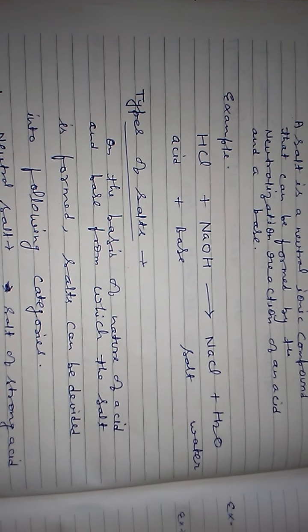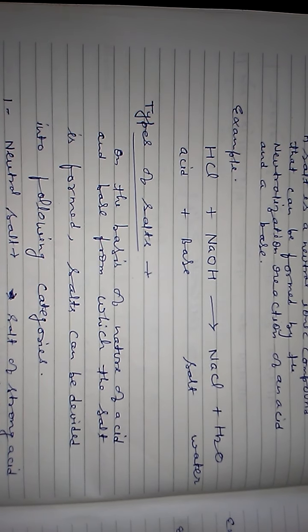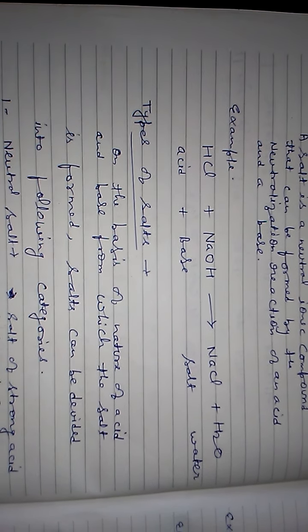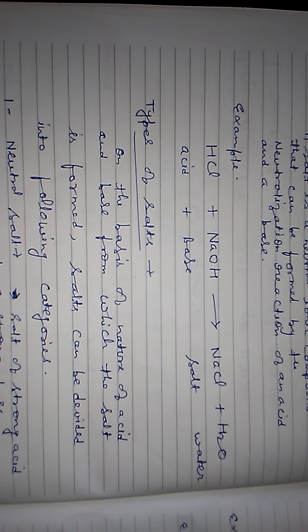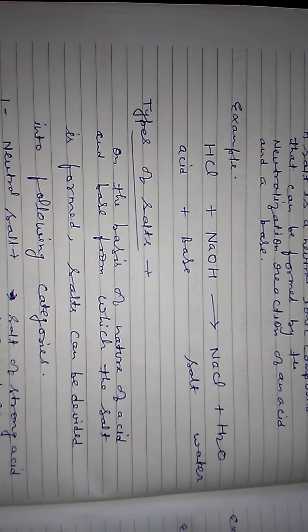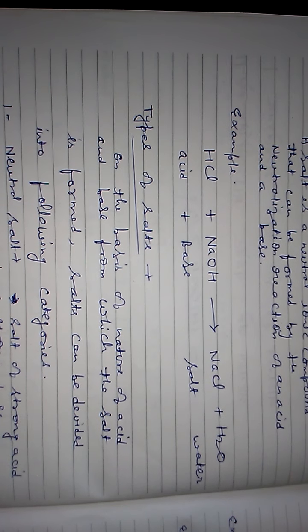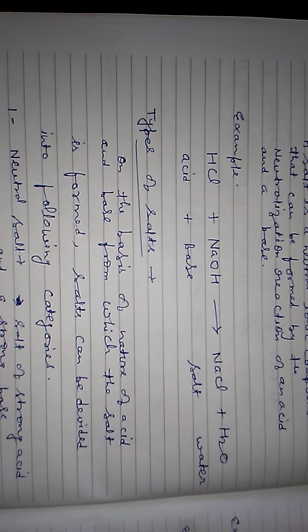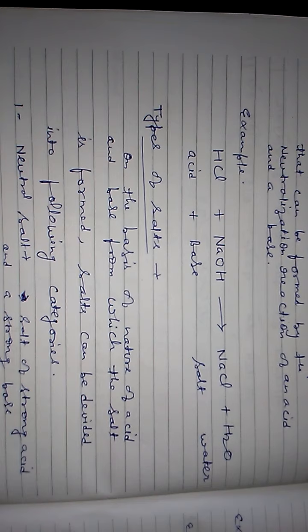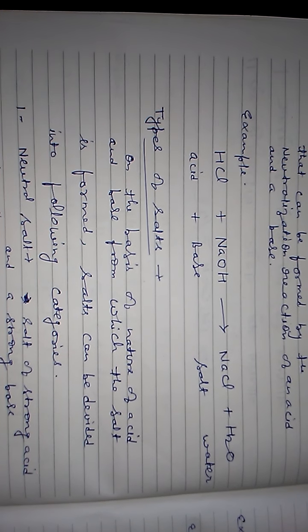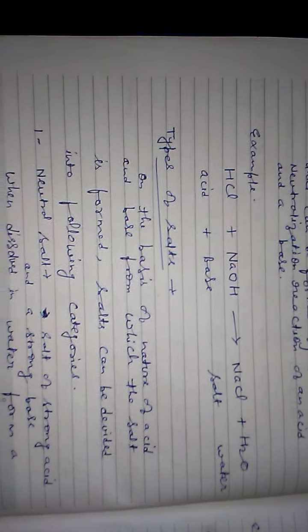Here you can see the example. When an acid reacts with a base, the products formed are salt and water. For example, here the acid taken is HCl, hydrochloric acid, with the base NaOH. The product formed is NaCl, that is salt, also known as common salt or table salt, plus H2O, that is water. Now we are going to classify salts.